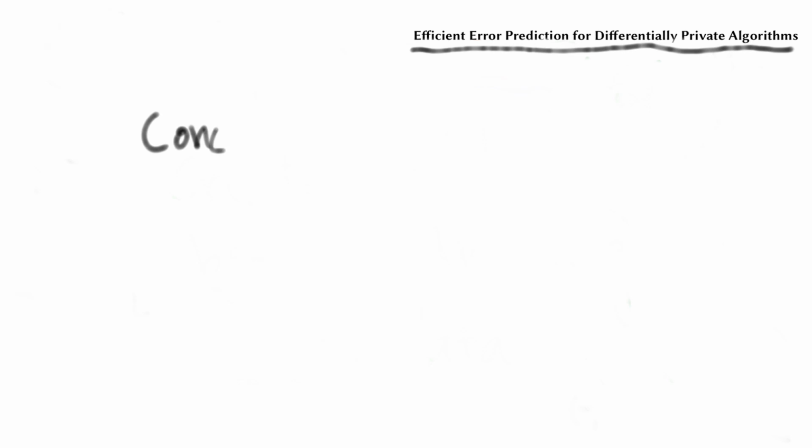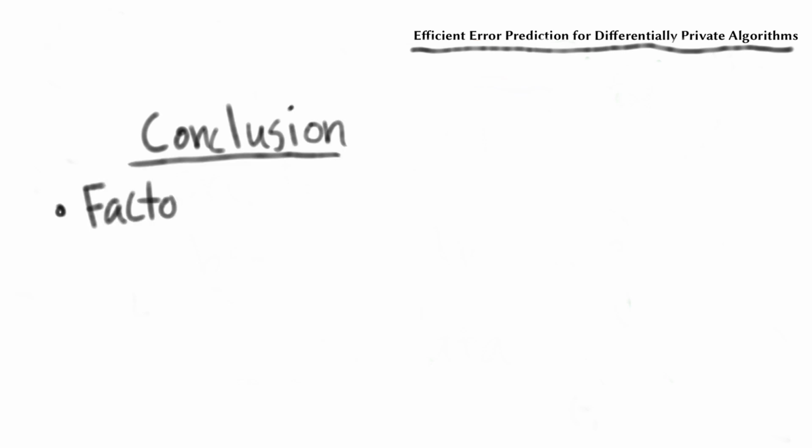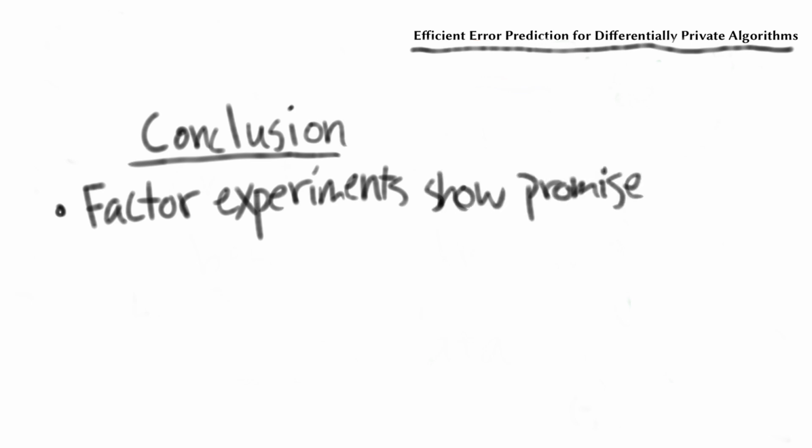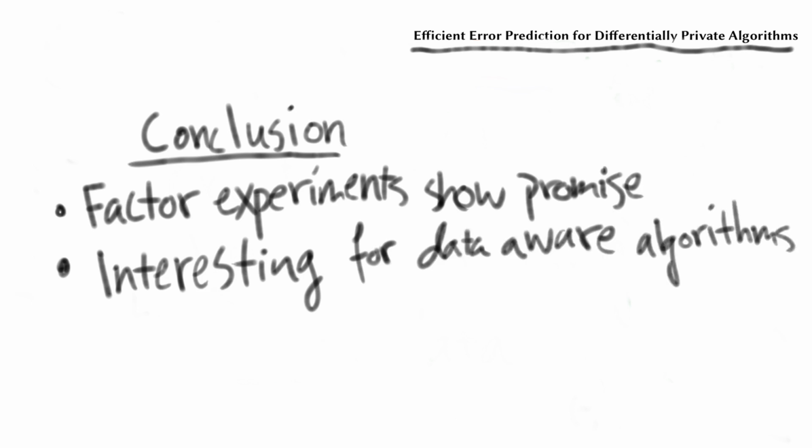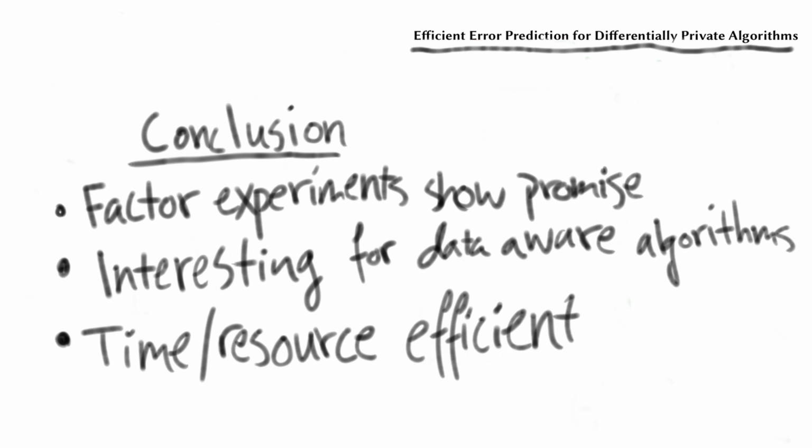So, in conclusion, I am able to show that factor experiments can be used to predict error for differentially private algorithms. This methodology is particularly interesting since it allows us to model how and if data affects error, which purely analytical models often omit. Also, if your algorithm has other input variables, our model will be able to capture their possible effect on error too. The selling point here is, of course, that conducting factor experiments is more efficient than varying one single variable at a time.